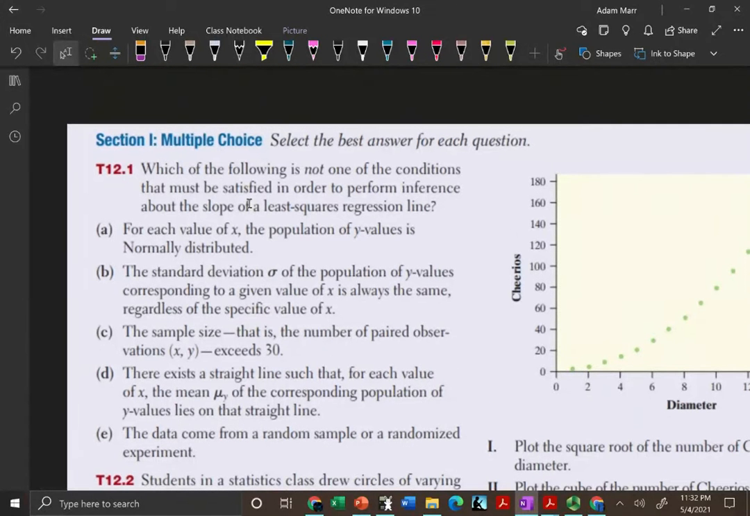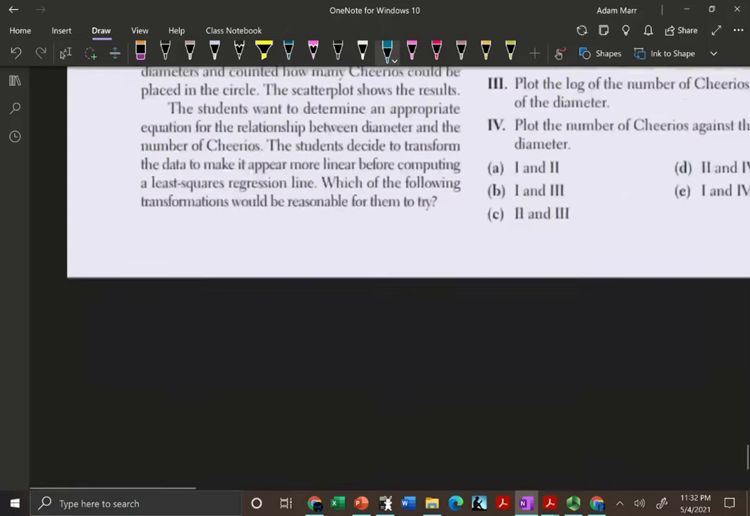FRQs. 12.1, which of the following is not one of the conditions that must be satisfied in order to perform the inference about the slope of the least square regression line? We did not really do conditions too much, but the one that actually is not, you know that actually for regression lines, you don't do the n is greater or equal to 30 for conditions for regression lines, so it's letter C.